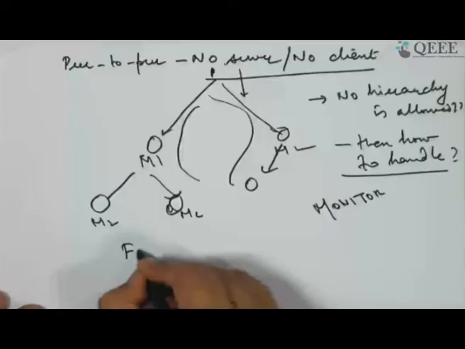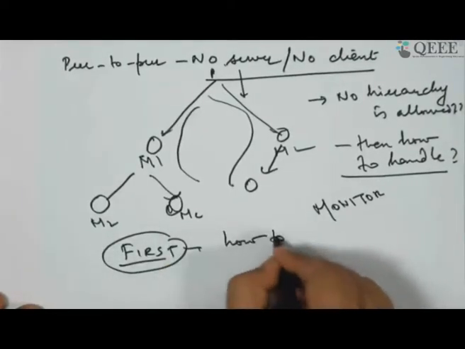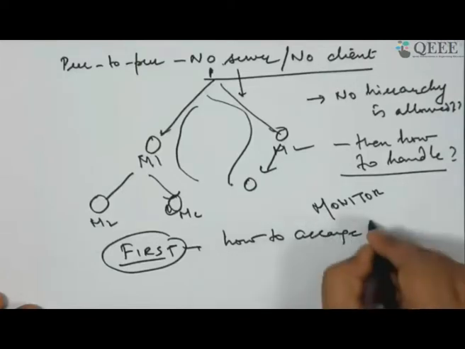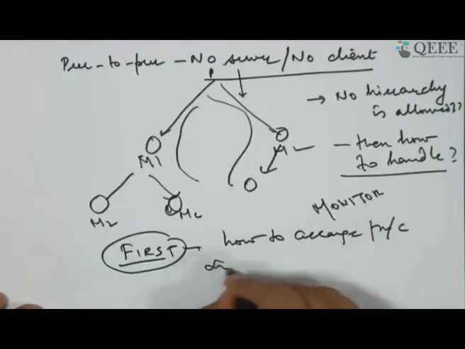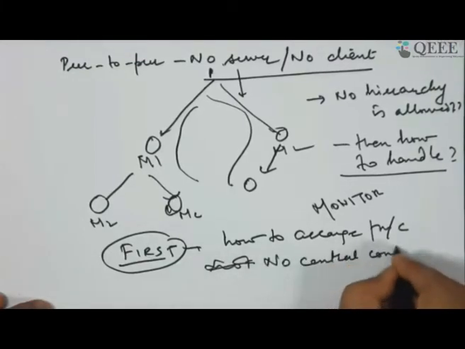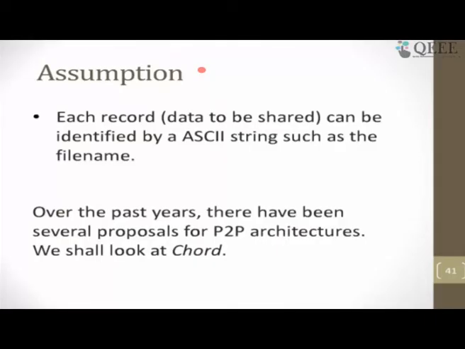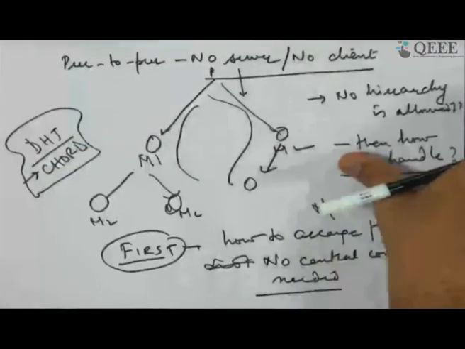So first, how to arrange machines so that no central control is needed. This is important. How to arrange machines so that no central control is needed. Now we talk about a DHT, or distributed hash table, and the protocol is called Chord.